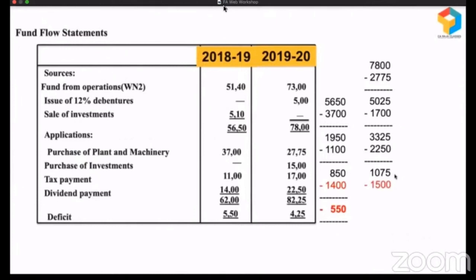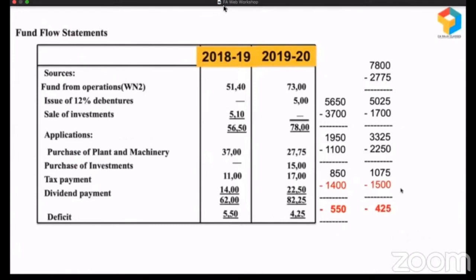1,075 is the surplus, and 1,500 is an investment not in their business. They have purchased investments, some shares or stocks of some other company. By using whose money? By using some short-term money. Look, they have only 1,075, but how did they spend 1,500? The 1,075 plus 425 gave them 1,500. They've invested in someone else's business.